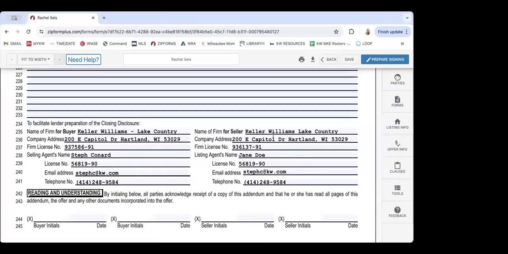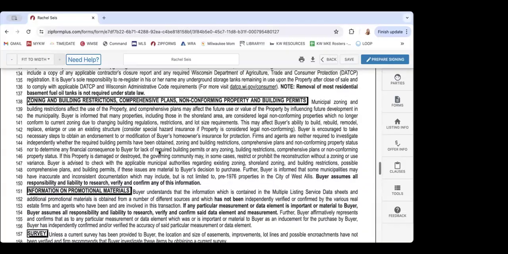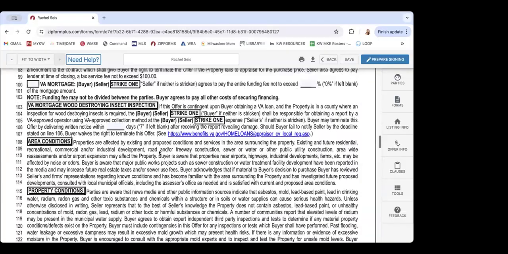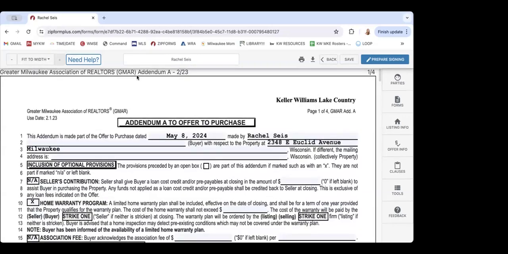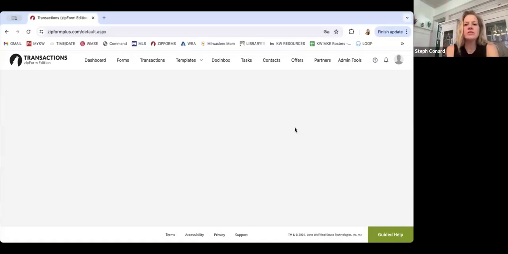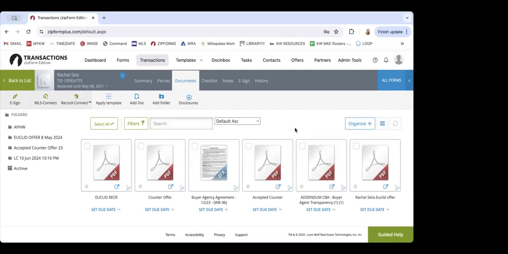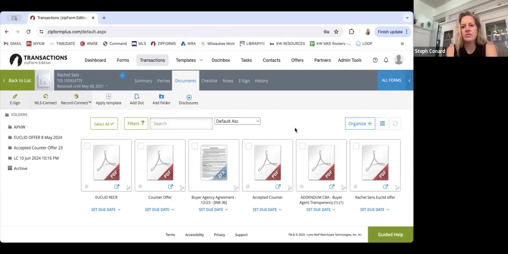Quick one, yes, Leah, on the provisions versus the contingency on addendum A. How do we fill that in if we wanted to add more than one contingency? I would just lift the language and just rewrite it in the additional provisions. Okay.